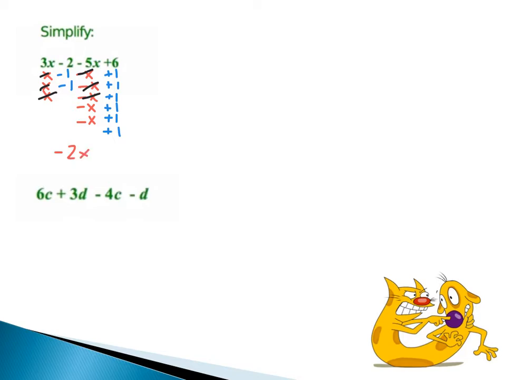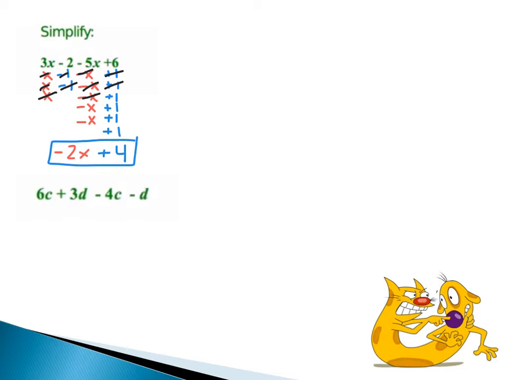We can do the same thing with the 1's. I got a 1 that cancels out here, a 1 that cancels out here. Positive and negative are going to cancel out. And how many x's am I left with? Oh, sorry, how many 1's am I left with? Well, I'm left with plus 4. And this gives me my expression simplified as negative 2x plus 4.